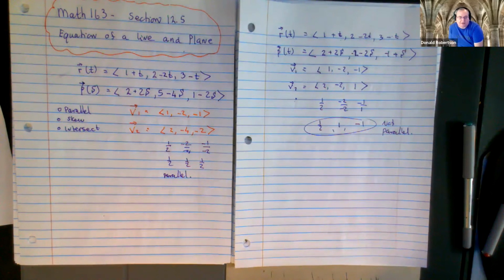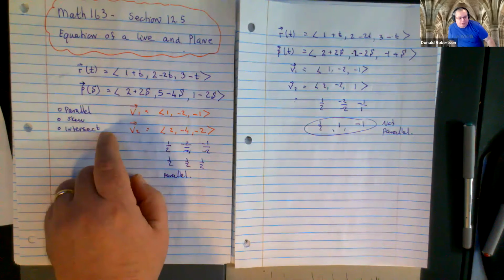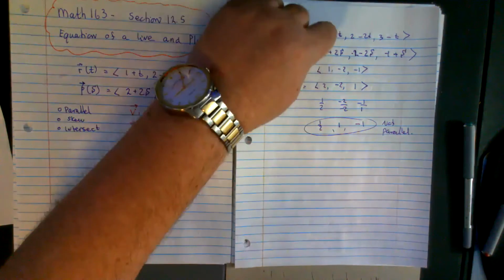Now, if they're not parallel, you've got a lot more work to do than if they are parallel. If they're parallel, the question's over. If they're not parallel, we now have to decide between skew and intersect. So the way that we do that is compare the components.